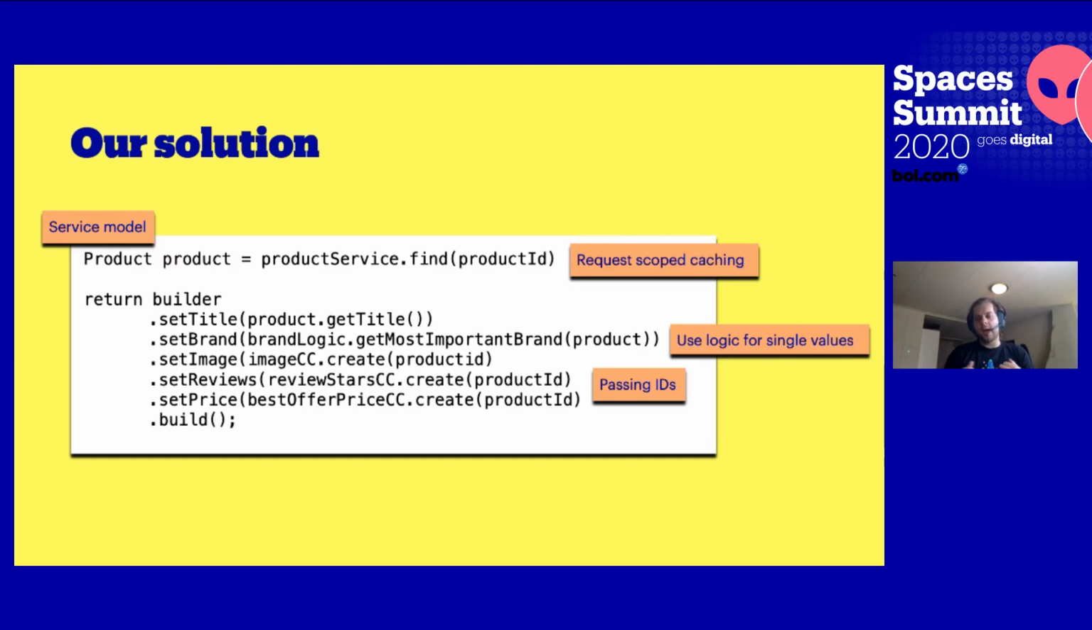If we need to have some more complicated logic, so for example, here we have an example where we need to get the most important brand from a product. From our component creator, we just call a logic class that extracts the most important brand from our product. And then we also often need to call other component creators, so we just pass down the product ID to them.